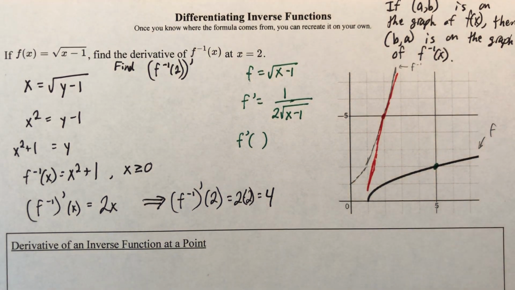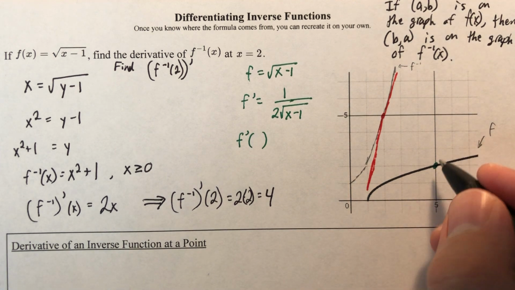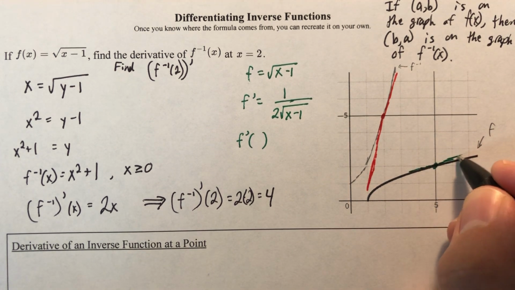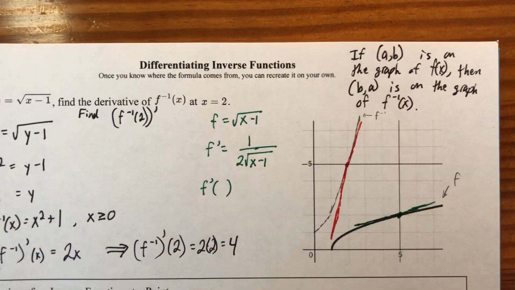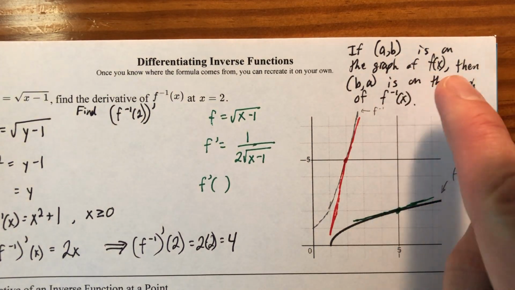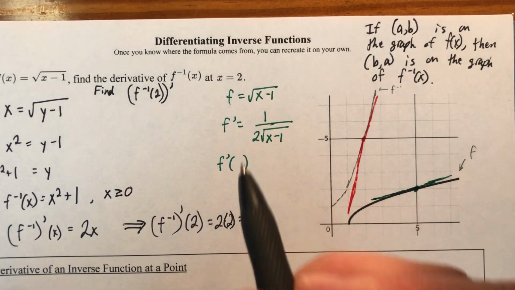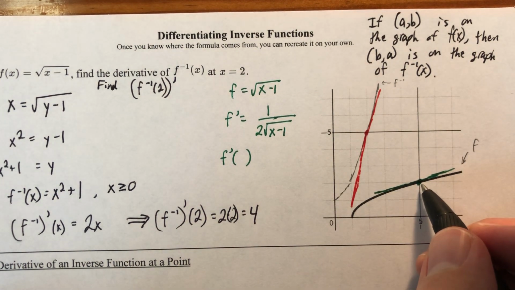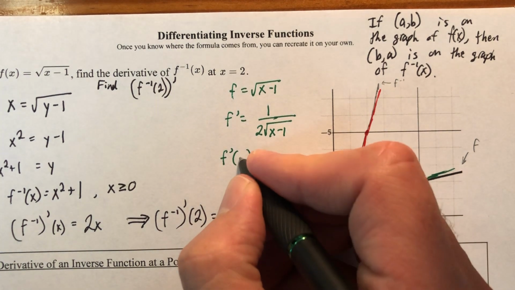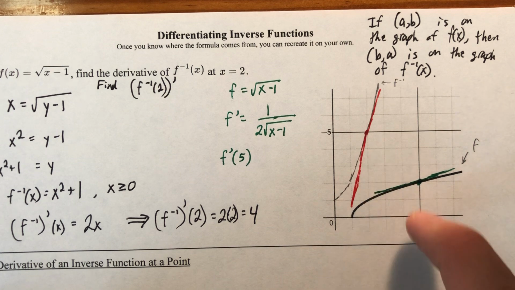Okay, here's what's about to happen. I have found the answer to the question, and the answer was 4. I want to see how it compares to the slope of this line, which is the slope at its corresponding point. It goes back to this statement: if (5, 2) is on the graph of f, then (2, 5) is on the graph of the inverse. So when I was asked to find the slope where x is 2 on the inverse, that's where y was 2 on the original function. So I'm going to find that, because 2 and 5 go together in this context.